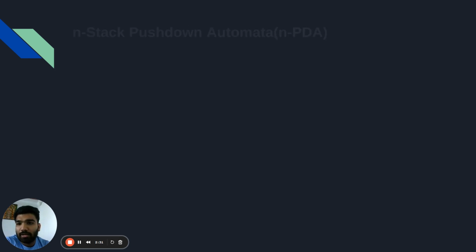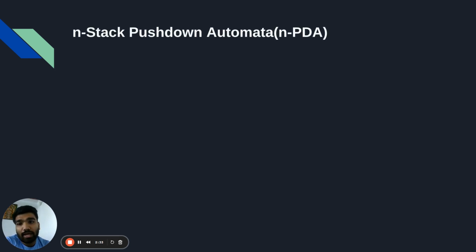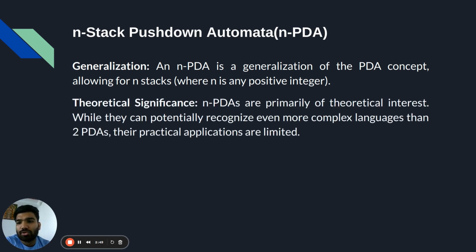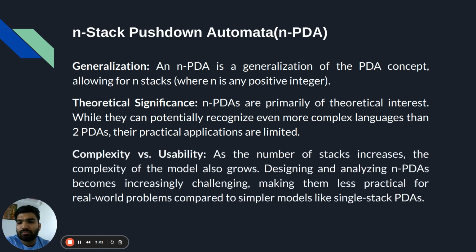Now understand the n-PDA. n-PDA stands for n-stack pushdown automata. It is a generalization. n-PDA is a generalization of the PDA concept, allowing for n stacks, where n is a positive integer. Means we can use any positive number of stacks in the n-stack pushdown automata. Its theoretical significance: n-PDAs are primarily of theoretical interest. While they can potentially recognize even more complex languages than 2-PDA, their practical applications are limited.